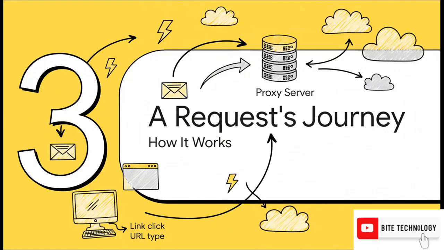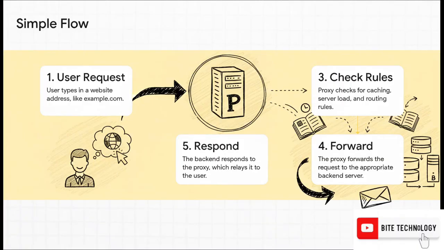So we know what it is, and we know why it's called reverse. But what's actually happening under the hood when you click a link or type in a URL? Let's trace the journey of a single request through this whole system. So when you go to a website, your request doesn't go straight to the server that has the website on it. Nope. It hits the reverse proxy first.